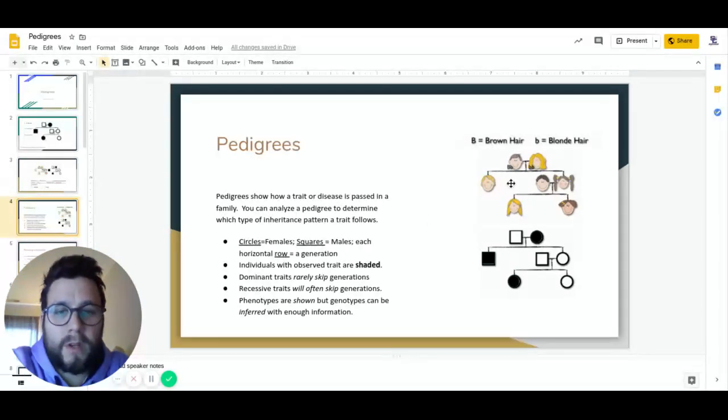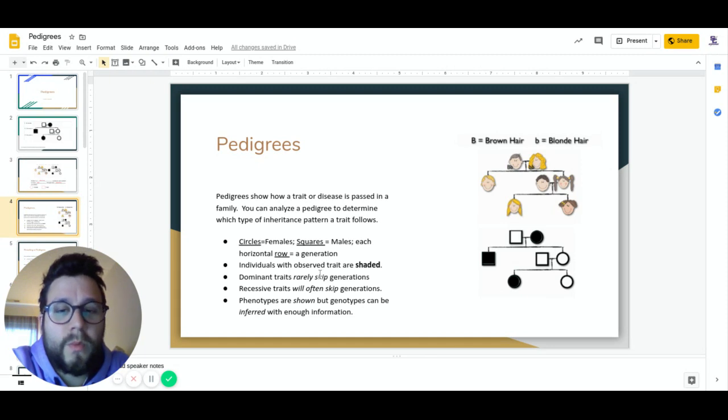Now, this one we're going to go ahead and give you some information. Brown hair is dominant, blonde hair is recessive. We're going to trace blonde hair, and of these two parents, this one's heterozygous, he's got brown hair, and she is homozygous recessive since she has blonde hair. So again, circles are females, squares are males. Each row is going to be a generation.